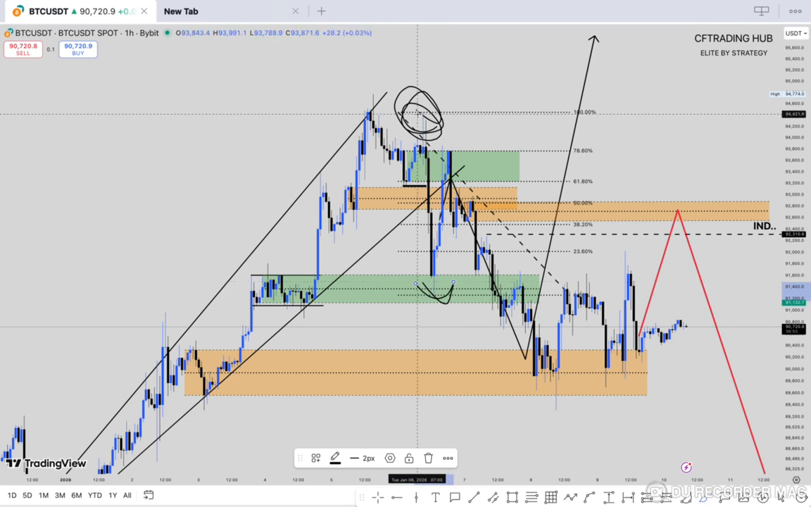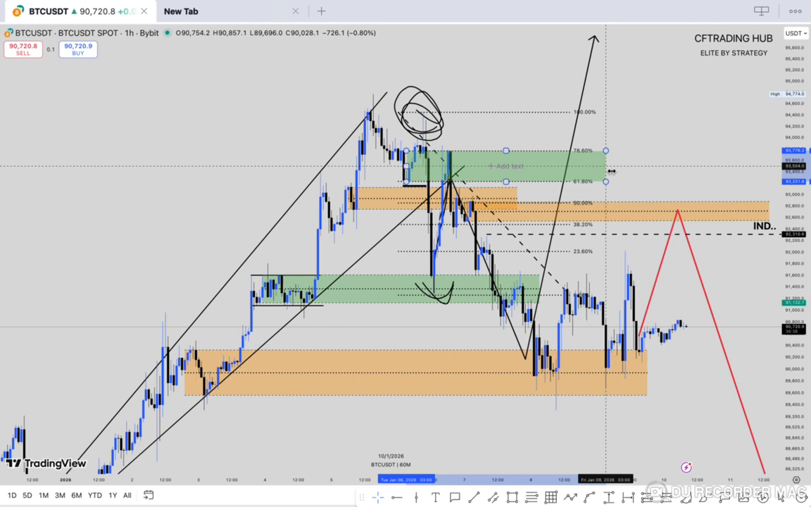So I anchored my Fibonacci from there to here, and you can see where the retracement ended. The retracement came into what? Into 61.80% to 78.60%. You can see I marked the zone right here.